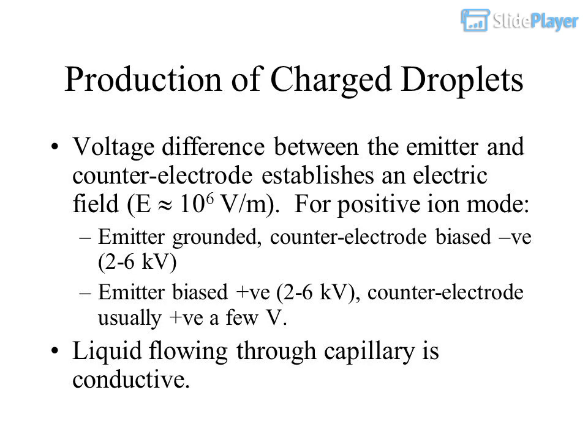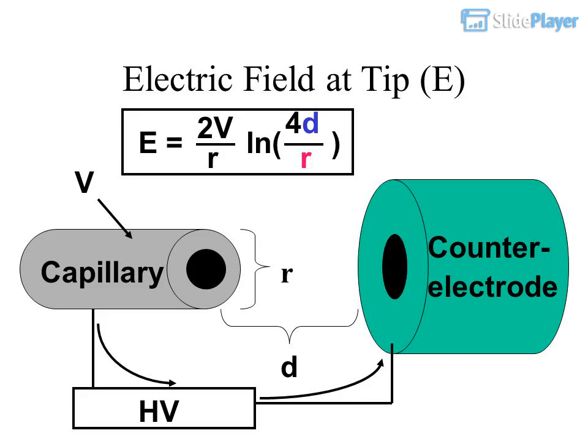Voltage difference between the emitter and counter electrode establishes an electric field, E ~ 10^6 V/m. For positive ion mode, the emitter is grounded and the counter electrode is biased at -VA, 2 to 6 kV. Alternatively, the emitter is biased at +VA, 2 to 6 kV, with the counter electrode usually at ground. Liquid flowing through the capillary is conductive. Electric field at the tip, E.